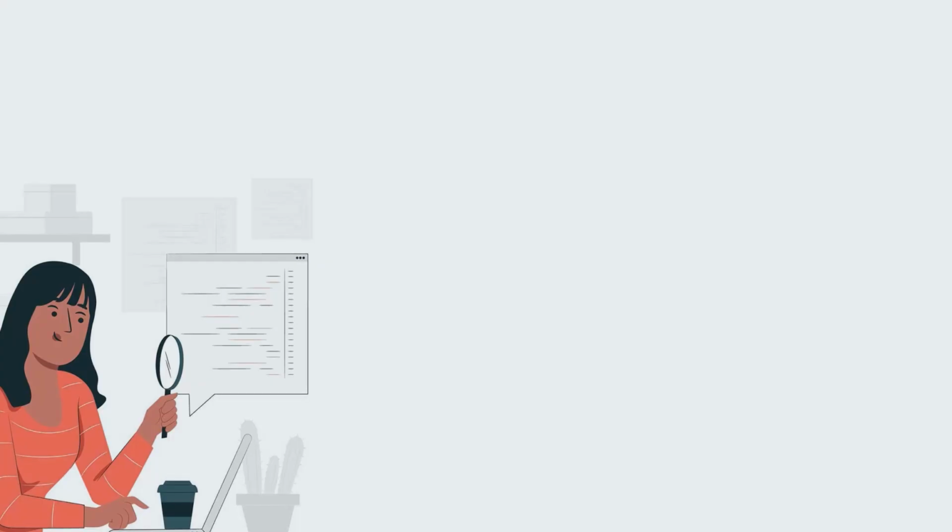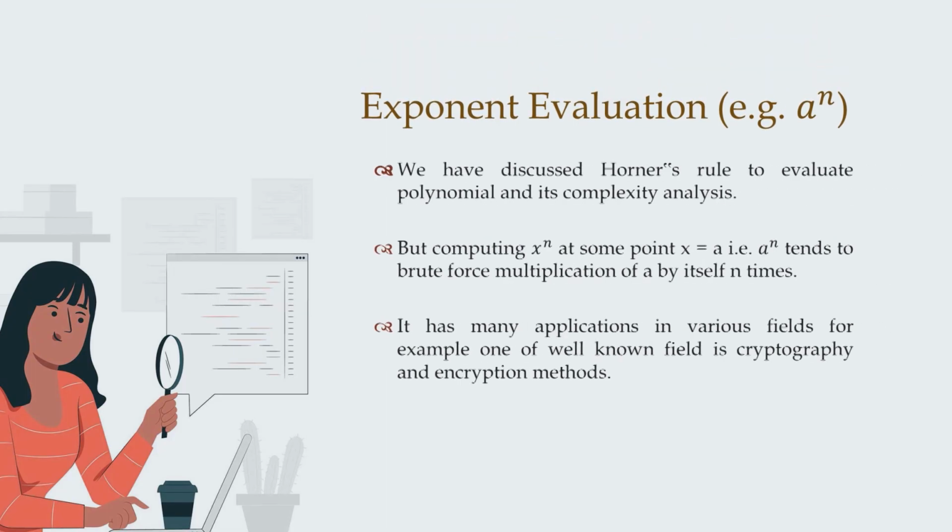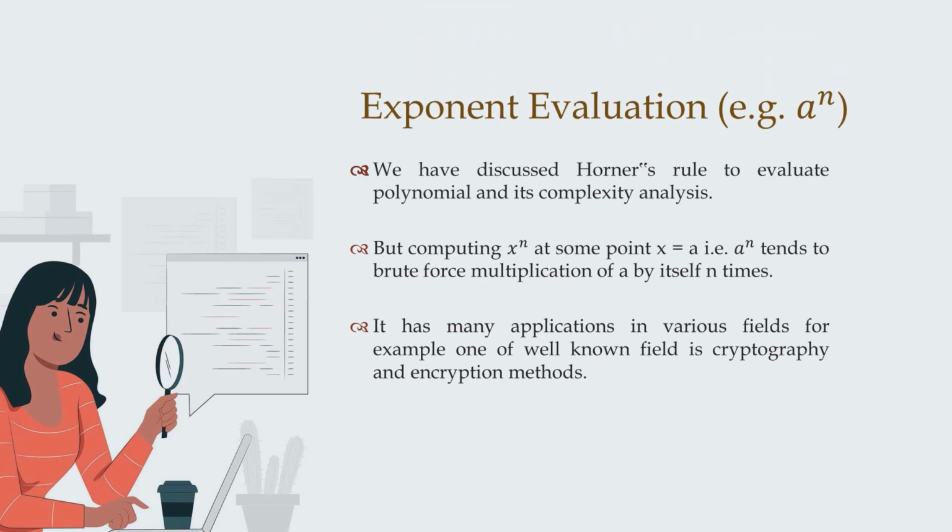Next is how to evaluate the exponent. In Horner's rule, we already discussed the polynomial p of x equal to a n x to the power n, plus a n minus 1 x to the power n minus 1, and so on, plus a 0. If we calculate x to the power n at point x equal to a, that is a to the power n, in general it takes linear time, but somehow we can manage it in log n time. Computing a to the power n tends to be brute force multiplication by itself n times.